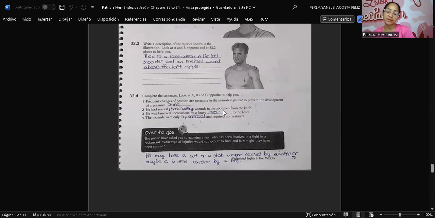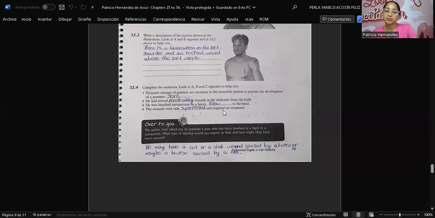32.4. Complete the sentences. Look at A, B, and C opposite to help you. Number 1. Frequent changes of position are necessary in the immobile patient to prevent the development of a pressure sore. Number 2. He had several penetrating wounds in the abdomen from the knife. Number 3. He was knocked unconscious by a heavy blow to the head. And number 4. The wounds were only superficial and required no treatment.